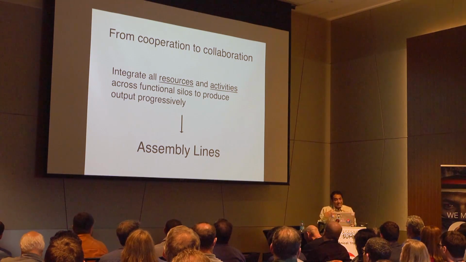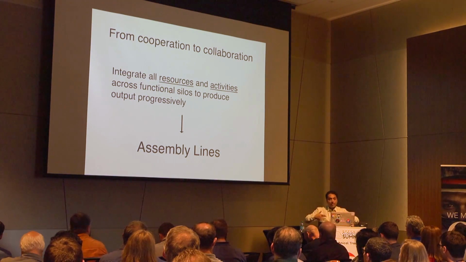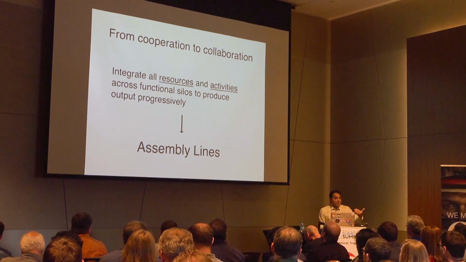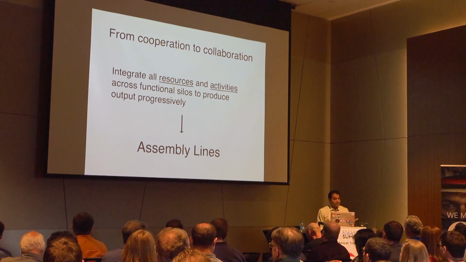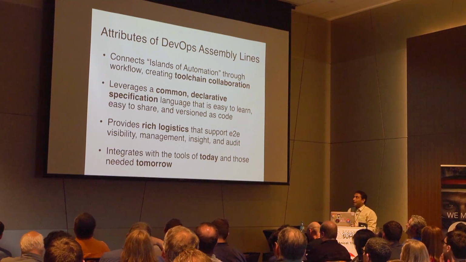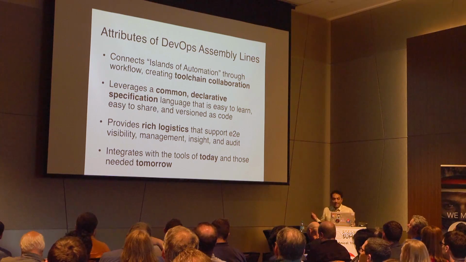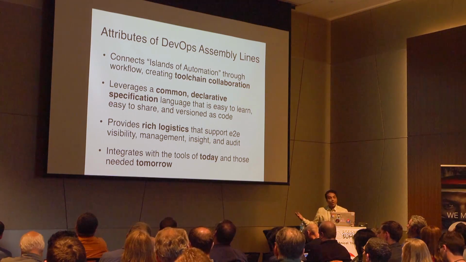And you need to somehow build this in your organization, though you don't need all of this on day one. You can take an iterative approach, saying I will try to create collaboration between these two teams first, and here is how I'm going to connect all these workflows and raise awareness. So with that, what is an attribute of a DevOps assembly line? It's very simple. All your islands are connected into a workflow, creating tool chain collaboration.